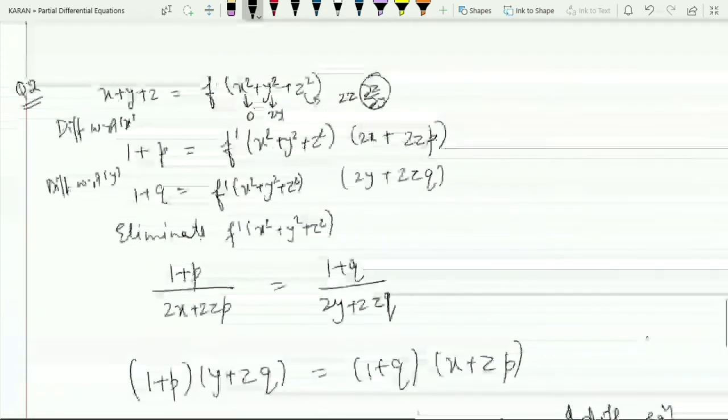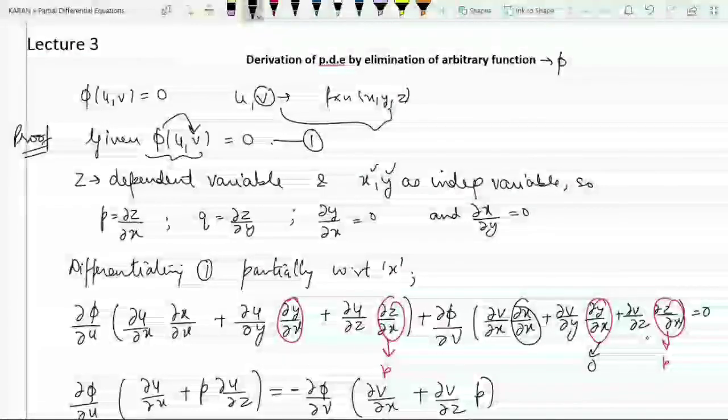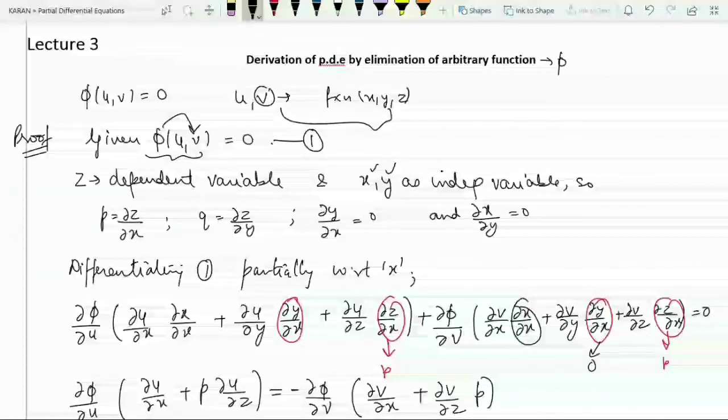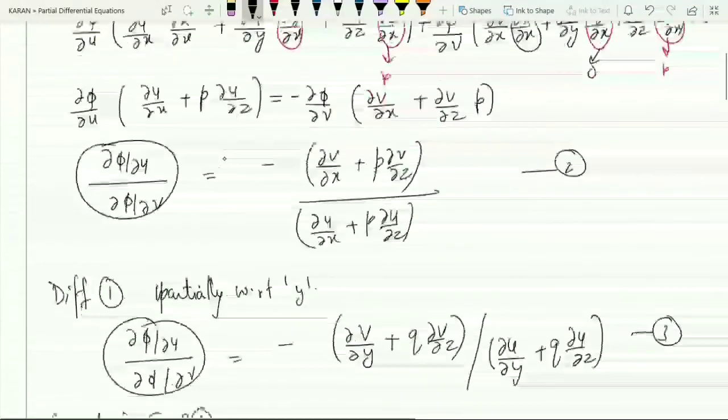So on similar lines, you can solve more and more questions which are dealing with the elimination of arbitrary function, and the approach will be totally the same as I have explained in this video lecture.